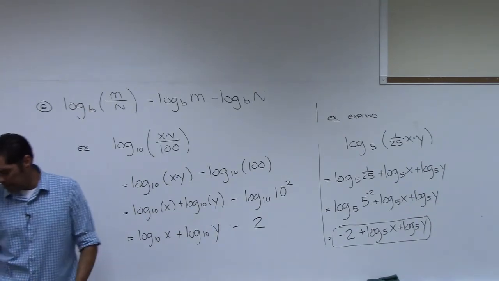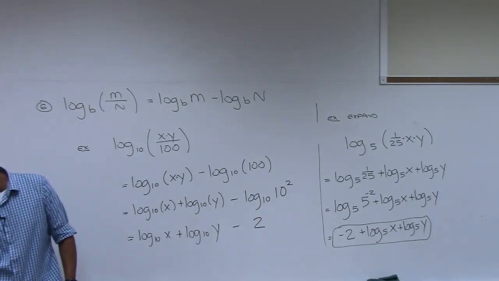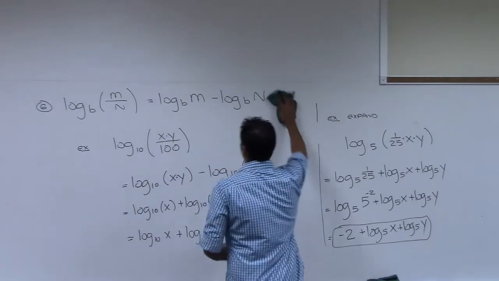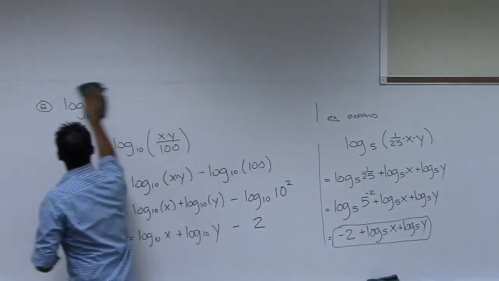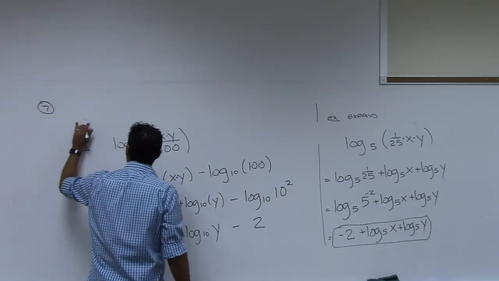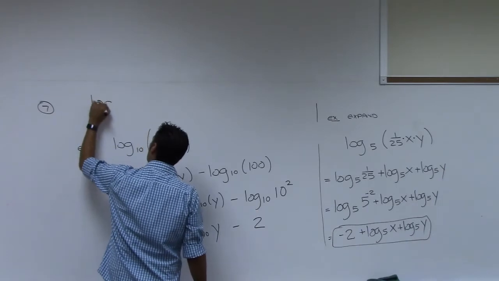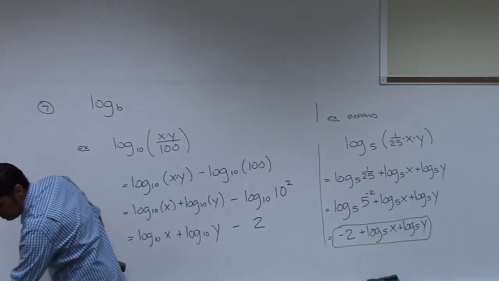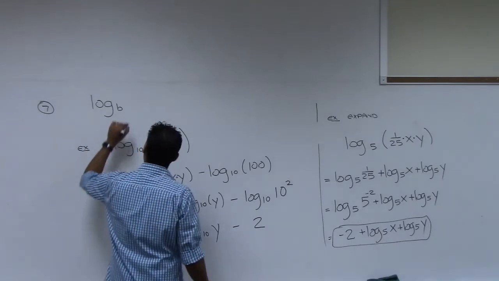2 more properties. Property 7. Property 7 is probably the most powerful property of all of them. Let me make sure I use the notation they use. Why do they do that? Okay.